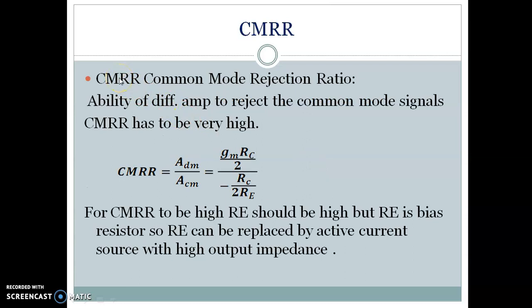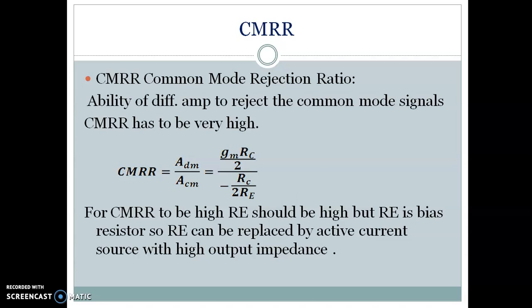So next very, very important term regarding the differential amplifier is CMRR. What is CMRR? It is the ability of your differential amplifier to reject common mode signals, how much common mode signal it could reject. That is what we call CMRR, the common mode rejection ratio. We want the CMRR to be very, very high, because we want differential gain to be very, very high and your common mode gain to be very, very small.